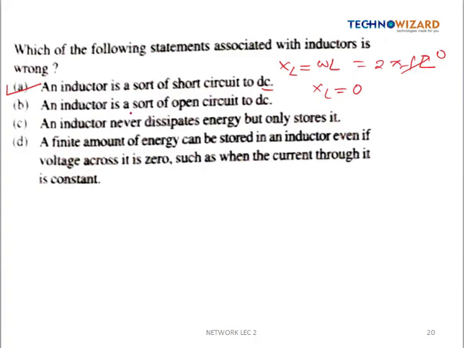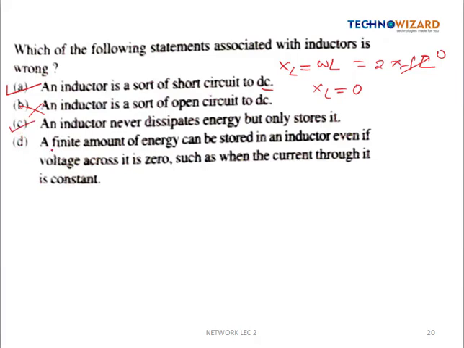Next option is, an inductor is a sort of open circuit to DC. This option is wrong. Capacitor will be open circuited to DC and inductor will act as a short circuit. Next is, an inductor never dissipates energy but only stores it, right? It's a property of inductor. Inductor is designed to store the energy. If it is a practical inductor, it will dissipate a very small amount of energy, but if we consider an ideal inductor, it is designed to store the energy only. Resistor will dissipate, so option C is also correct.